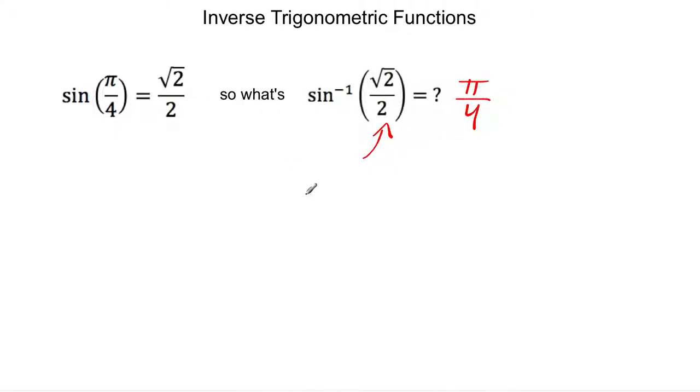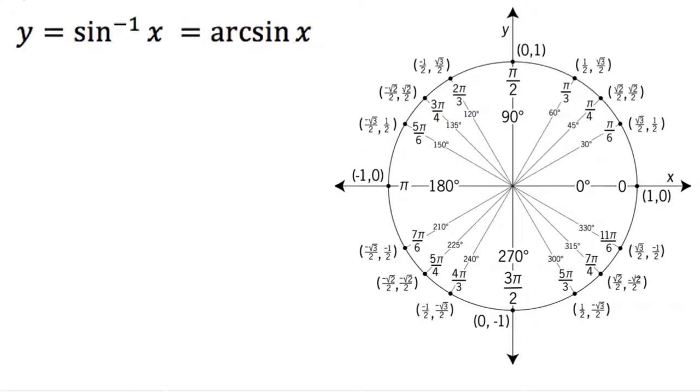Now, if you're really sharp, you probably realize that 3 pi over 4 also has a sine of root 2 over 2. But we don't include that. And so we're going to go through and look at sine, cosine, and tangent individually to explore this further.